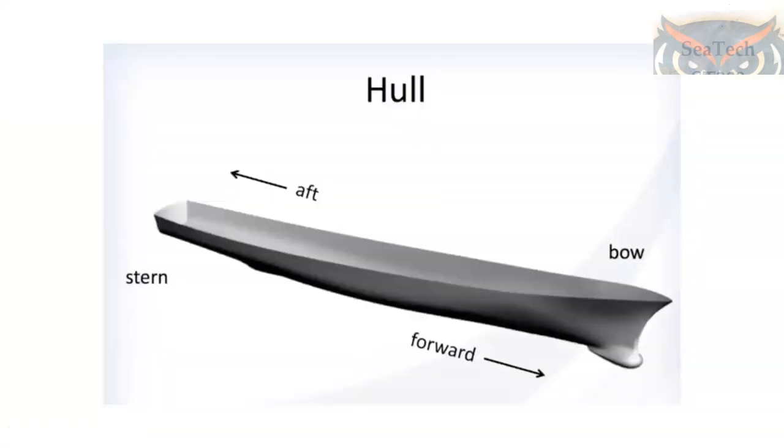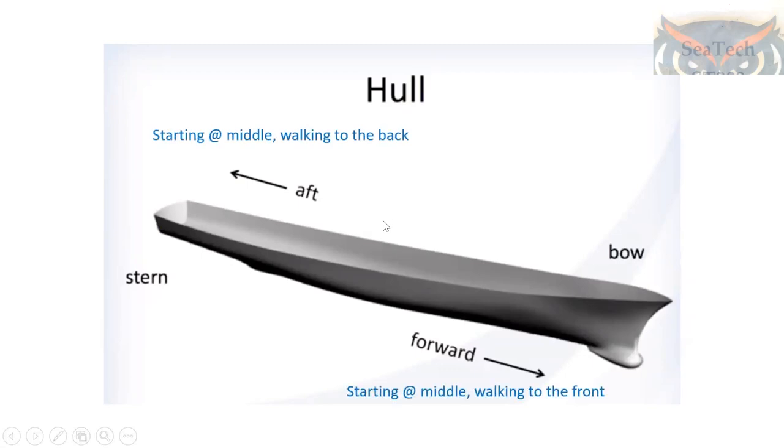Okay. So let's start off with very, very basic terminology. These are easy. Bow is the front of the ship. Stern is the back. When you start at the middle and start walking back, you're going aft. Start at the middle, start walking forward, you're going forward.